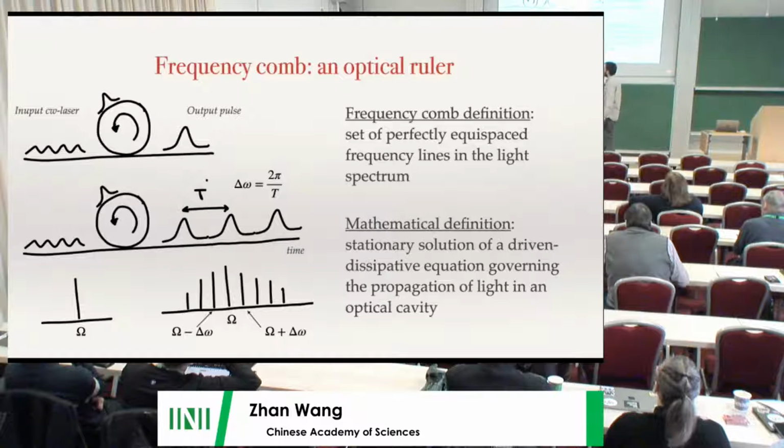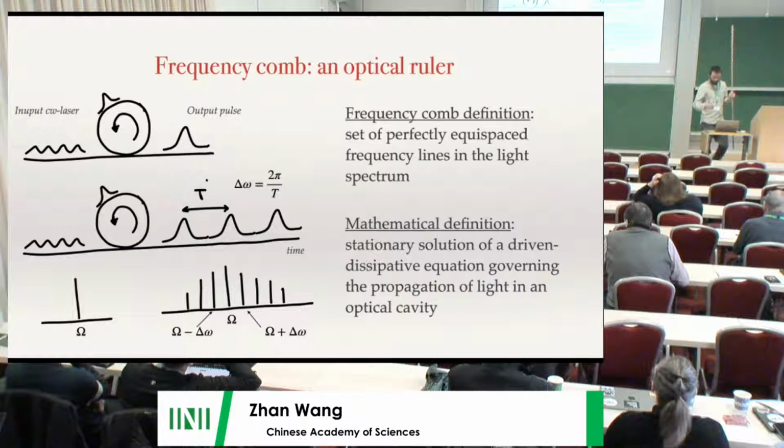Let's imagine that we repeat this process, and it becomes perfectly periodic in time. That means that we are going to have an input power with a single frequency line and an output power with many frequency lines, and all these frequency lines are going to be perfectly equispaced, where the spacing is going to be given by 2 pi over T. So simple Fourier analysis. But what I want to stress is that mathematically, a frequency comb is nothing else than a stationary solution of an equation that governs light traveling inside this cavity. And this equation will have to take into consideration the fact that light keeps coming inside and outside the microresonator.